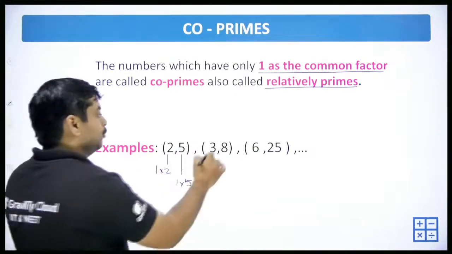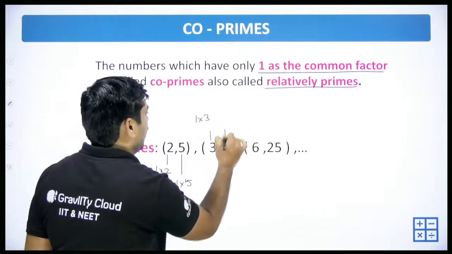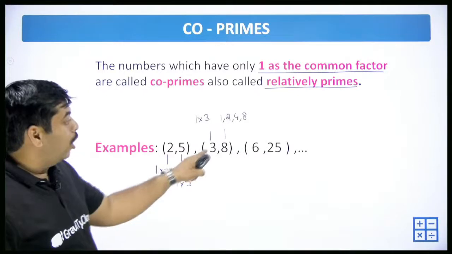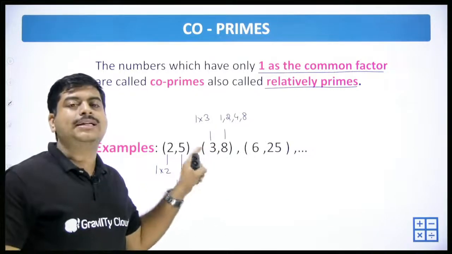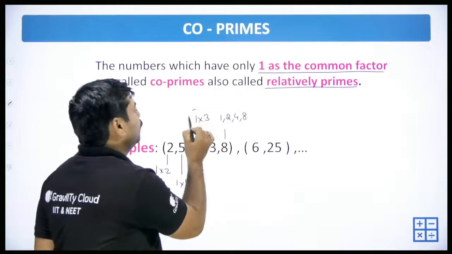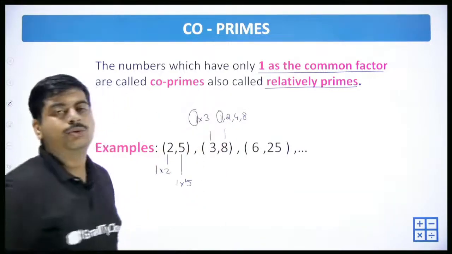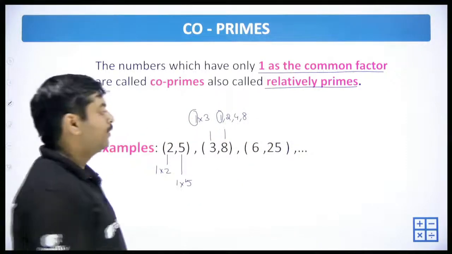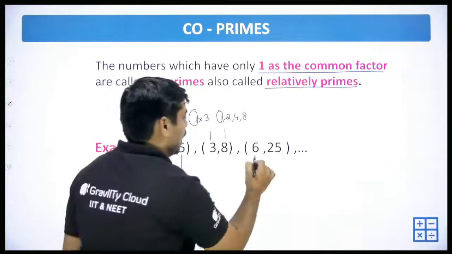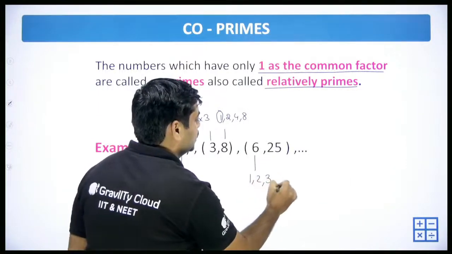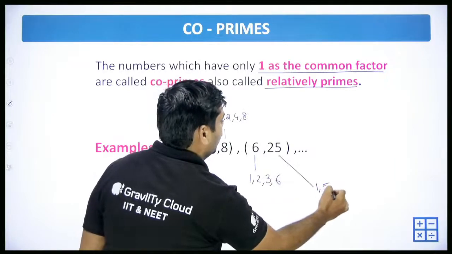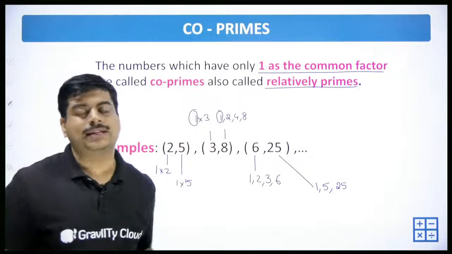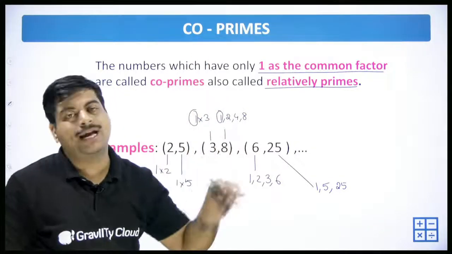What about 3 and 8? 3 is 1 into 3. And 8 has 1, 2, 4 and 8 as the factors. Although 8 is not a prime number, these two have only 1 as the common factor. 6 and 25. Both are not prime numbers, but 6 has the factors 1, 2, 3, 6. 25 has 1, 5 and 25. These two don't have any other common factor except 1. Such type of numbers are called co-prime numbers.